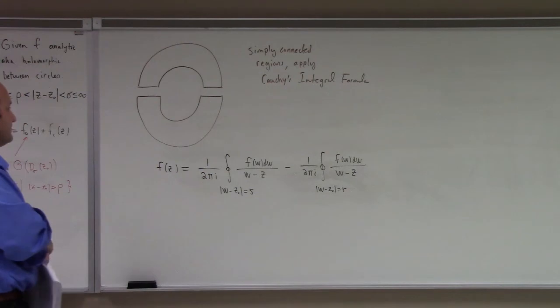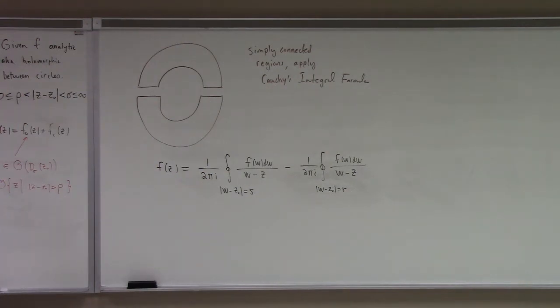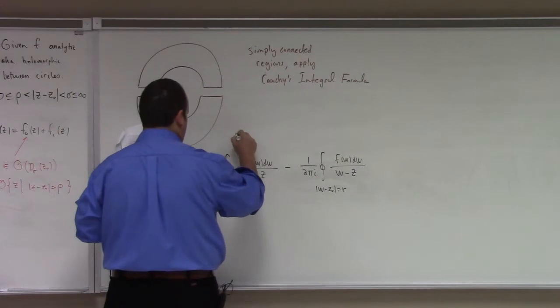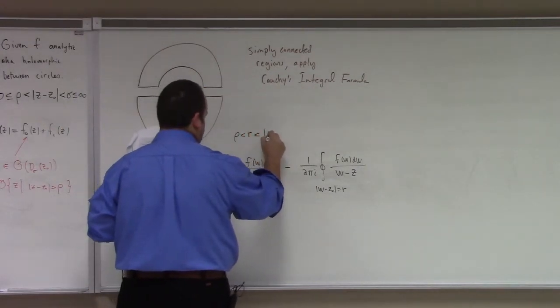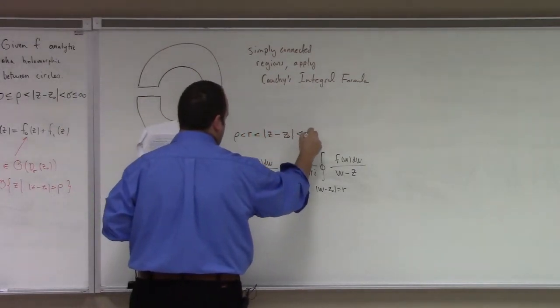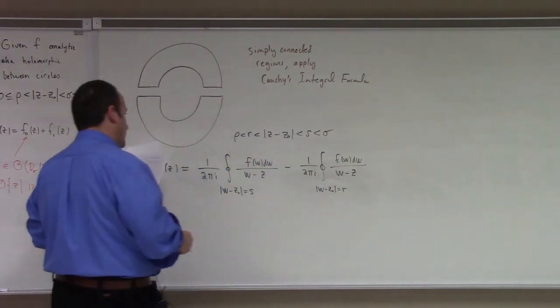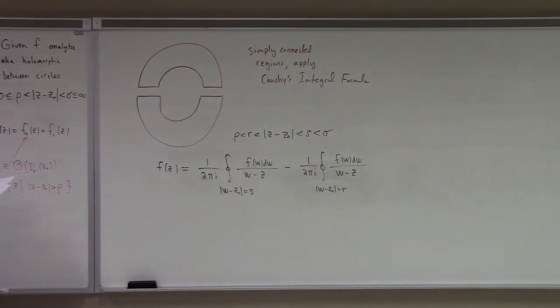Let's see here. So where is z in all this? I say z is subject to the condition rho less than r less than modulus of z minus z naught less than s less than sigma. So z is in the subannulus.